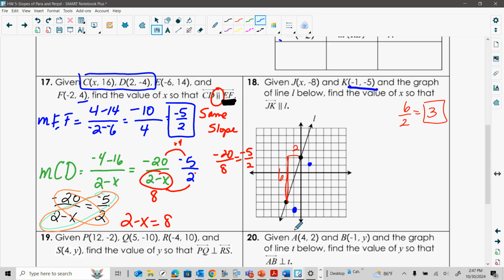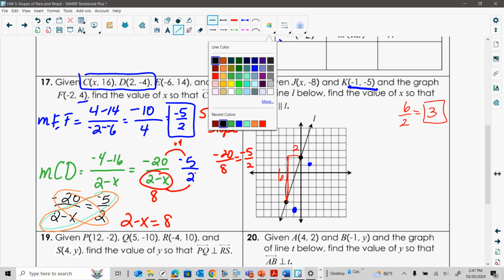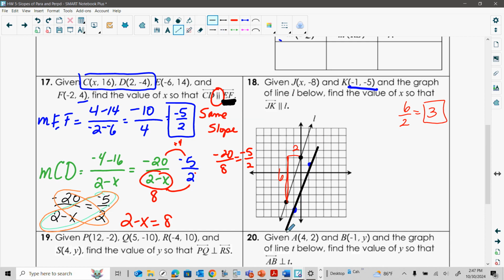So that means I'm going to continue down, and I'm running out of space here. But in a situation like this, if the graph is bigger, I could just continue down the line. And this is my line. Let me give it a color here. I could just continue down and find the point on the line. But since we don't have enough room on the graph here, we're going to use our 6 over 2 to equal our change in j to k.